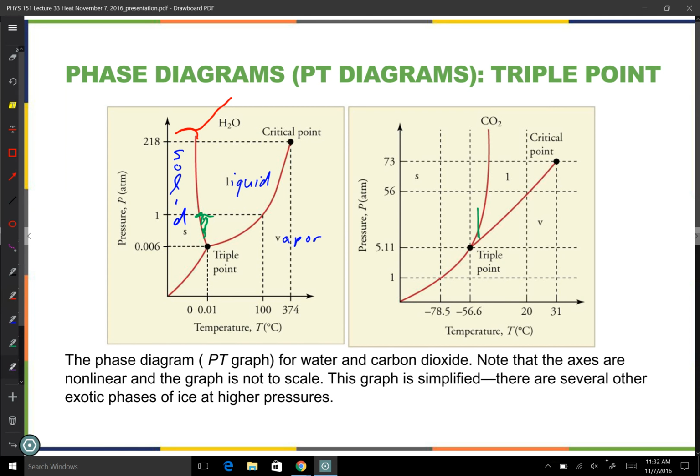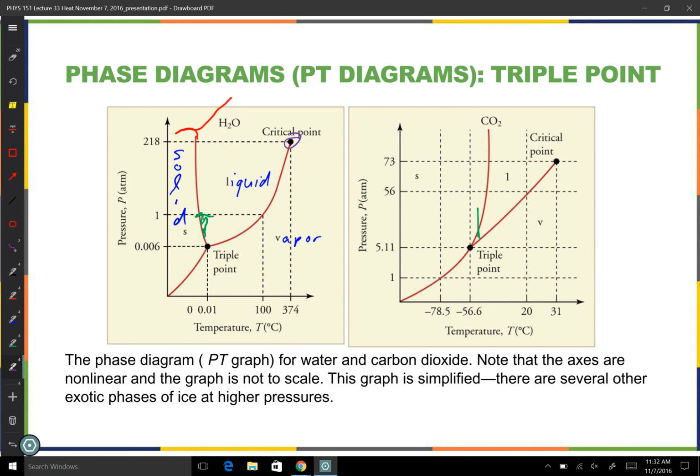The next thing to talk about here is, once again, looking at the critical point. The critical point had a temperature and pressure. On this graph, you see temperature and pressure. So the temperature for the critical point is 374 degrees Celsius. The pressure is 218 atmospheres.